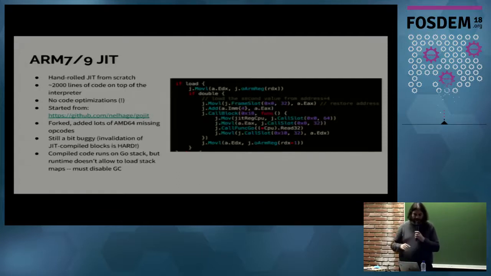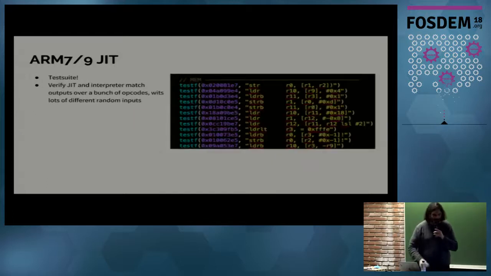Then I also wrote a JIT compiler, because it was fun. It's a hand-rolled JIT from scratch, about 2,000 lines. It has no optimization, just a straight translation from ARM to x86. It's a little bit buggy, but it works. This is an example of the code. Each of those calls emits one x86 instruction that will later be executed. I have a test suite for the JIT that compares that it produces the same results as the interpreter.